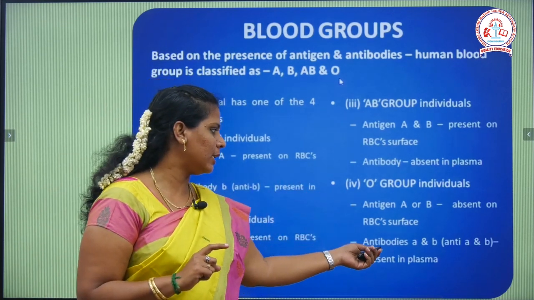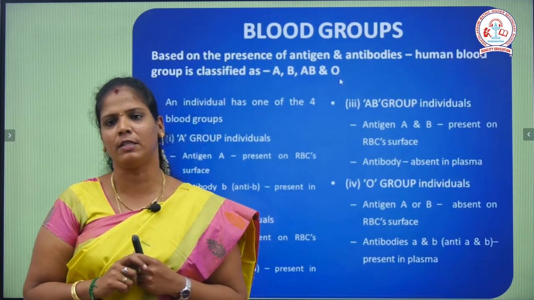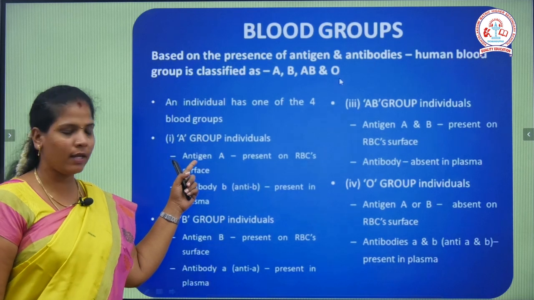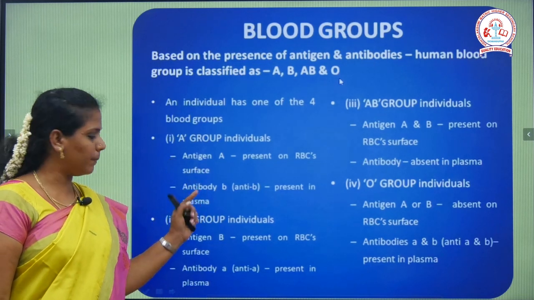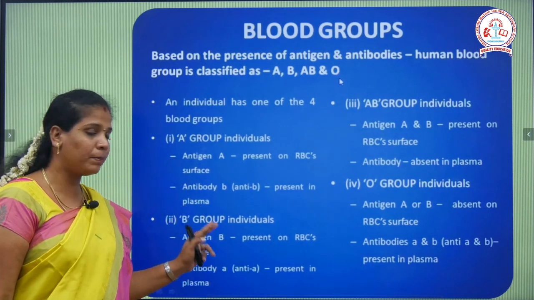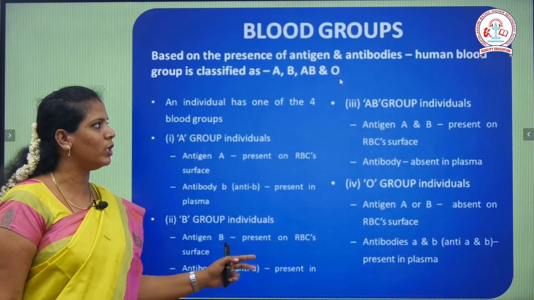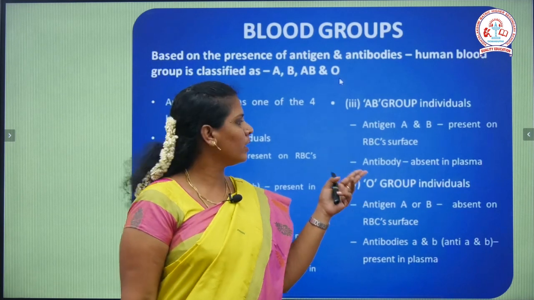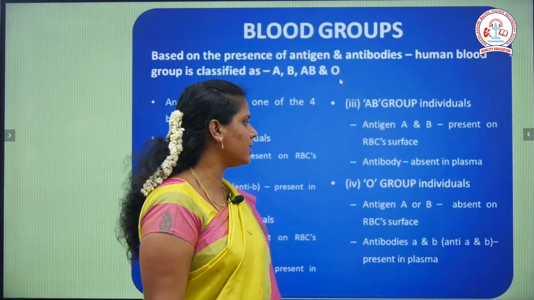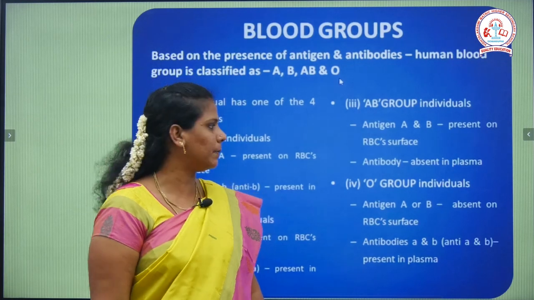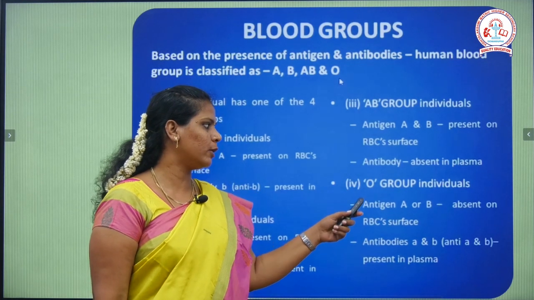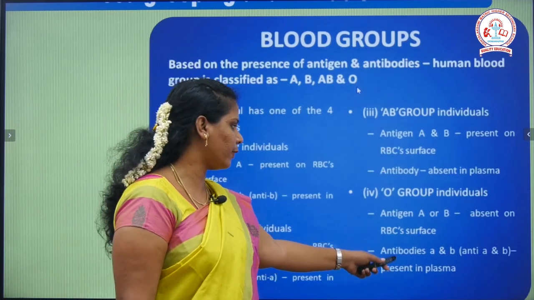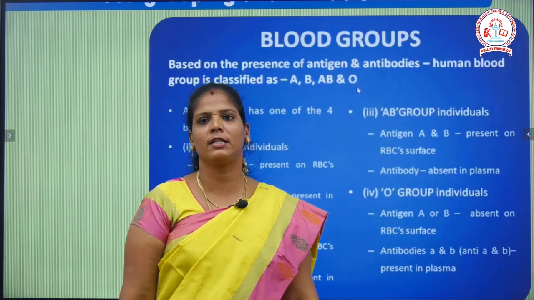So an individual has any one of these blood groups. An A blood group individual has antigen A over the surface of RBCs and antibody anti-B present in the plasma. In case of B blood group individuals, antigen B is present on the surface of the RBCs and antibody A is present in the plasma. The antigen indicates the blood group and the antibody is the opponent blood group.